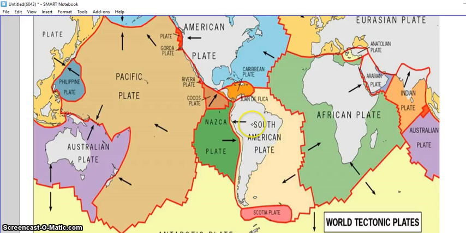Okay, so for example here, let's go ahead and take a look. If you can see the South American plate, it is moving this direction. The Nazca plate is moving this direction, all right? And this is creating a plate boundary, all right? And as you can see what direction these plates are moving on this map, okay? This is actually now really cool.